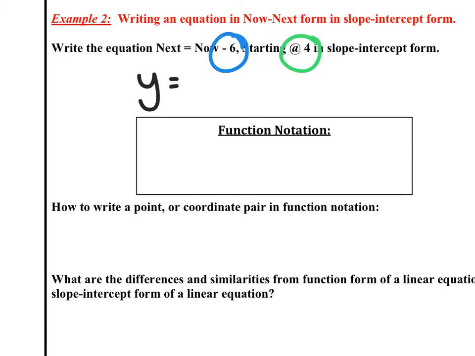y equals -6x plus 4. I started at 4 and I go down 6. I subtract 6 every time.